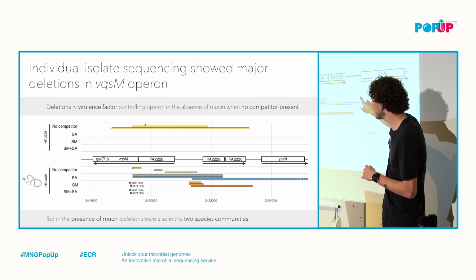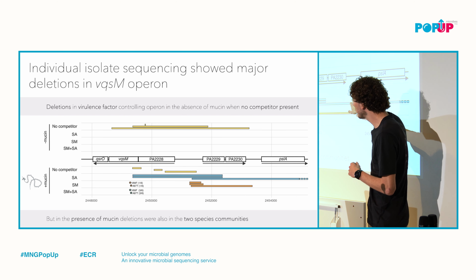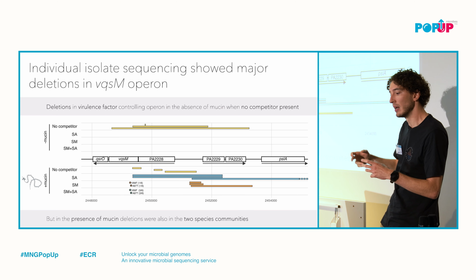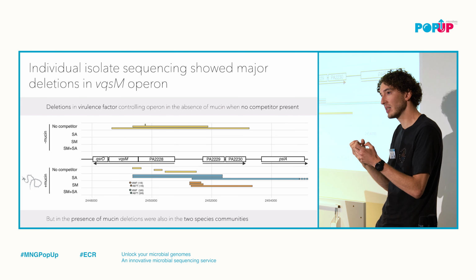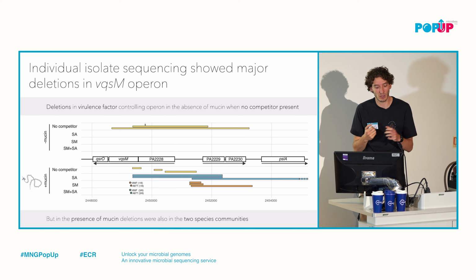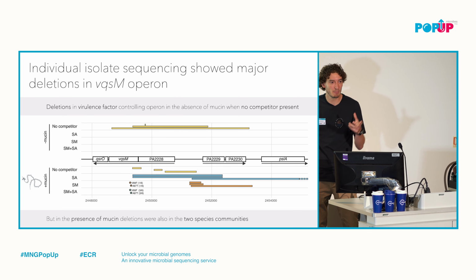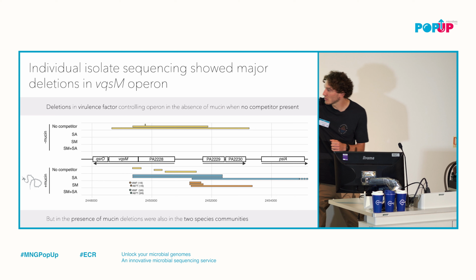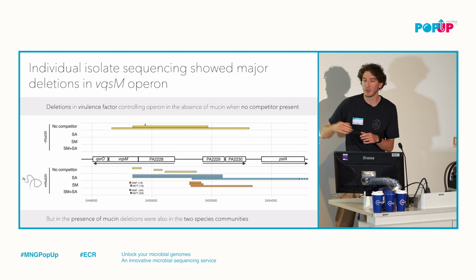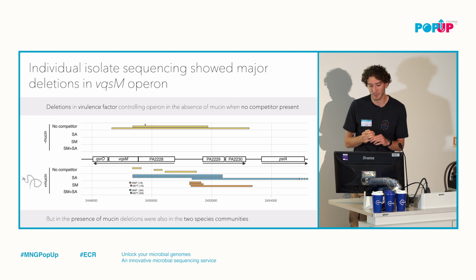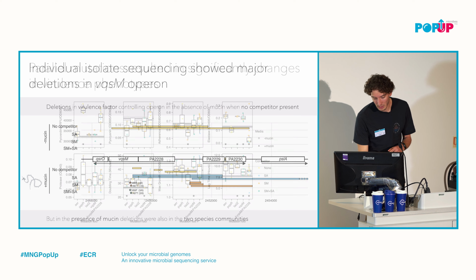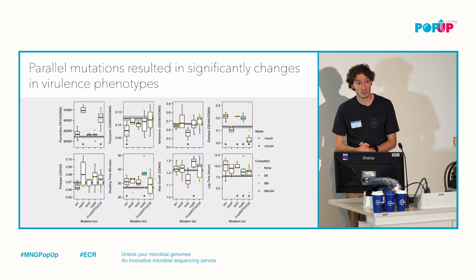But in the presence of mucin, we saw these deletions across the operon in all of the no competitor treatments and the single species competitor treatments as well. Again, suggesting that the presence of mucin was potentially isolating the competitive impact of these individual strains. But interestingly, we never saw deletions when we had both strains together, this more complex multi-species population. We saw a couple of individual non-synonymous SNPs within VqsM, but never the deletion and never the loss of function.